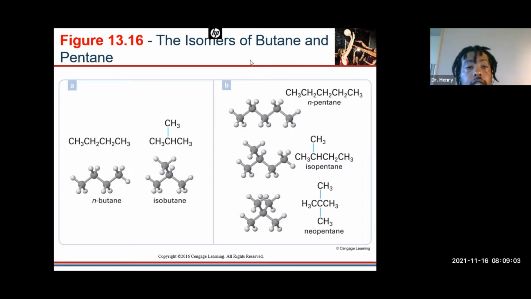So we also talked about how to look at the skeletal structures. Okay, so a quick recap. When we talk about skeletal structures, each point represents a carbon. And that carbon, if it's a single bond, will be saturated with hydrogen. Carbon can have four bonds.